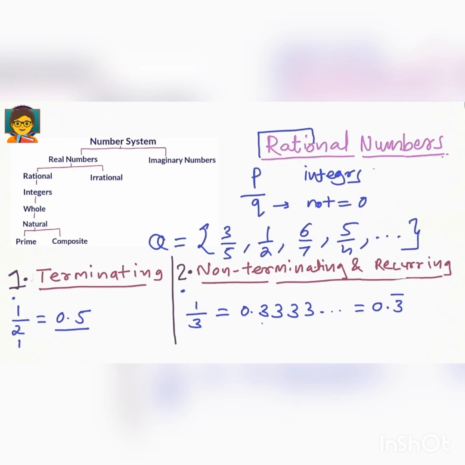Let's take another example, 1 by 4. You will get a finite answer here, that is 0.25. However, with 3 by 11, you will get 0.272727 and so on. You can see this 27 is repeating and this is a non-terminating series. That's why it is called a non-terminating and recurring rational number.